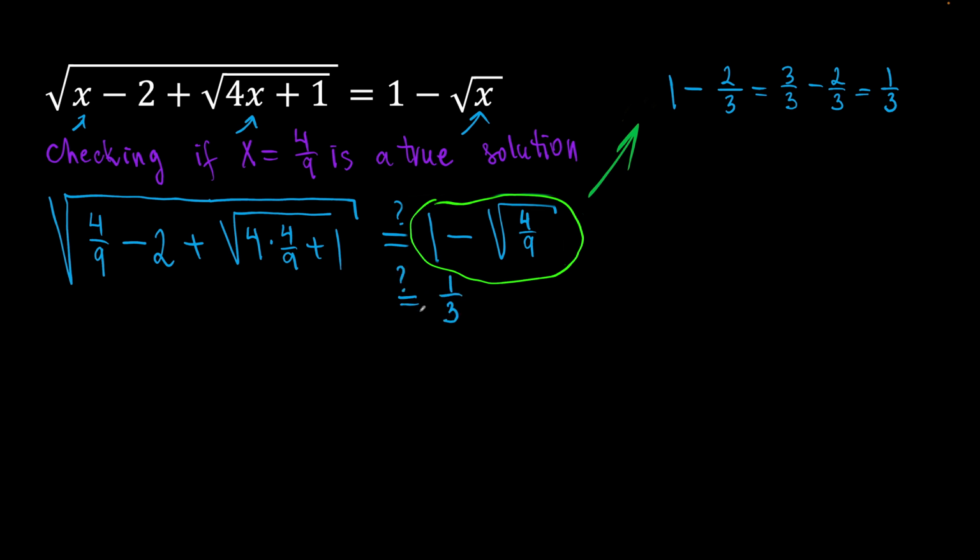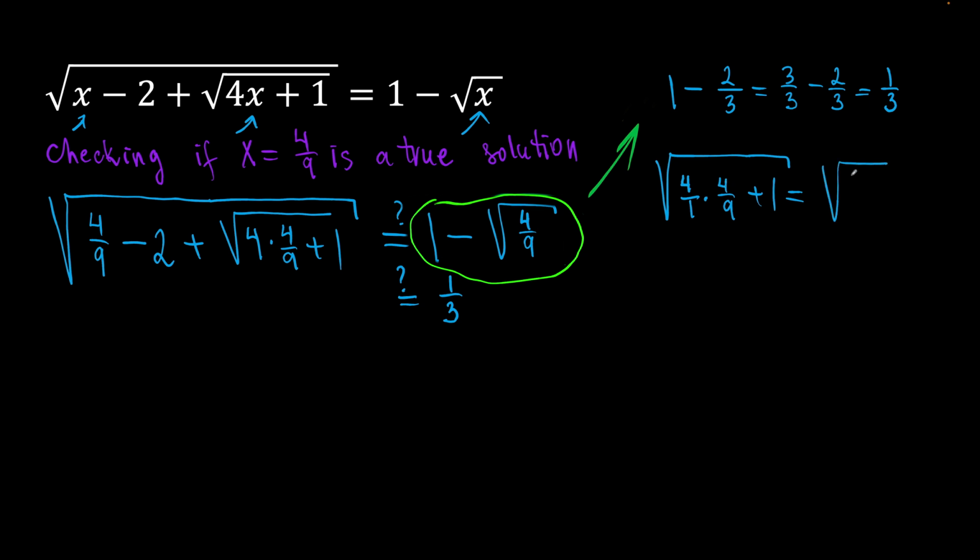Now let's see if it is equal to the left side. So what do we have here? Let's simplify what's under this root. So right here, this whole number 4 we can write as 4/1 times 4/9 plus 1. Let's see what it is. So 4 times 4 is 16.